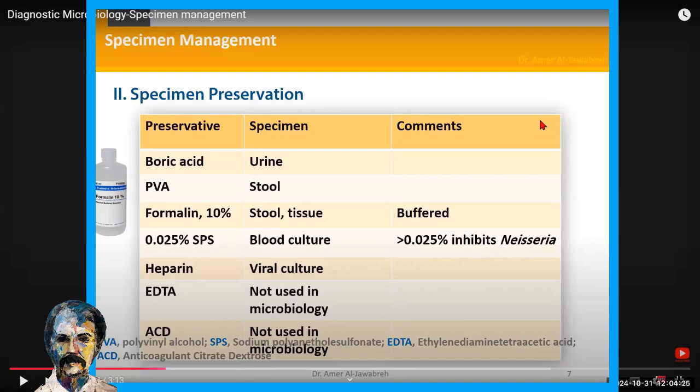It can extend the life of the parasite. Buffered is much better. We will teach you how to prepare it and how to buffer it. We have two components here. SPS, this is for blood culture.